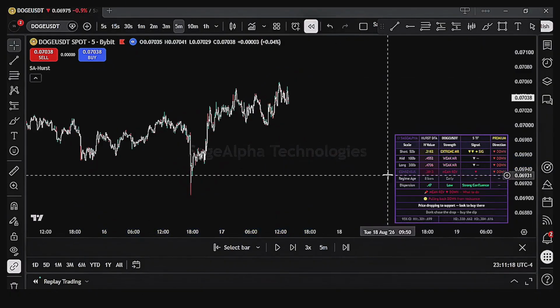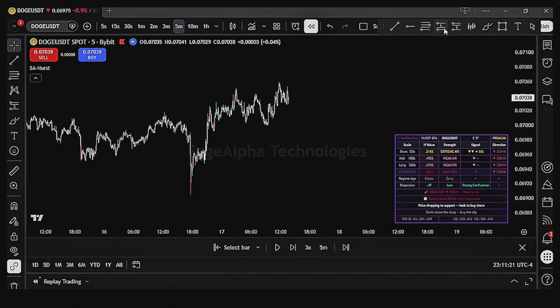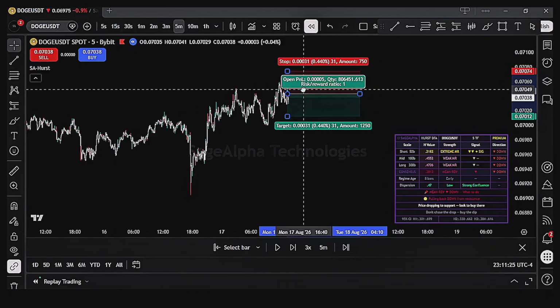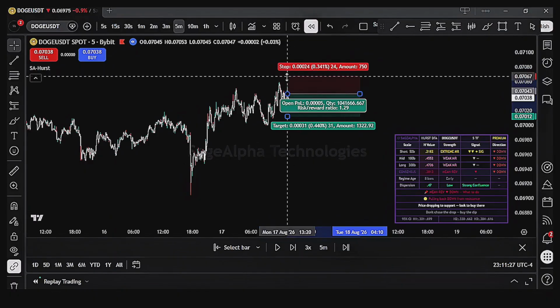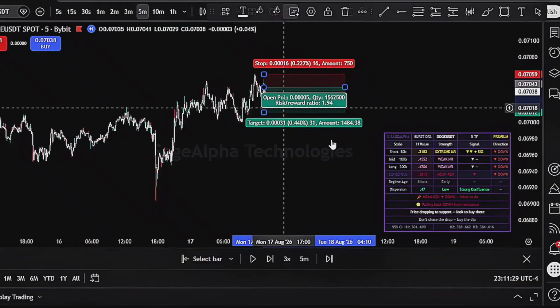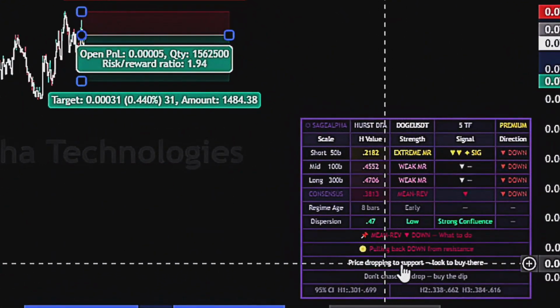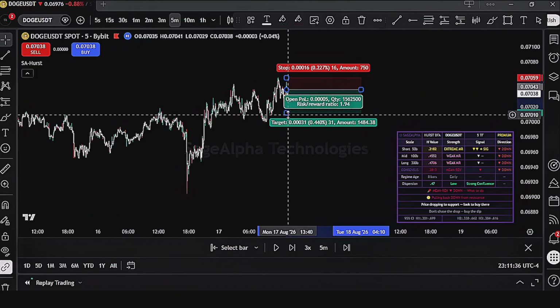So I'll take a short from right here on the next pullback that price makes. Here we have the next pullback, where I then adjust the stop loss right to this high, sell the peak. Now price is dropping to support. You can see here price is dropping to support.